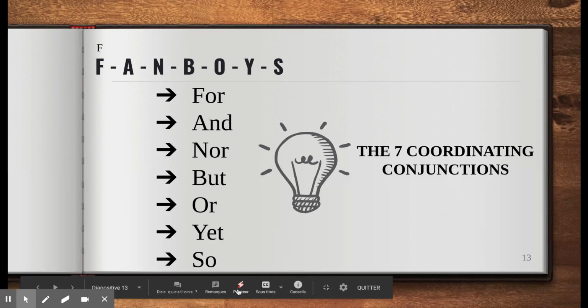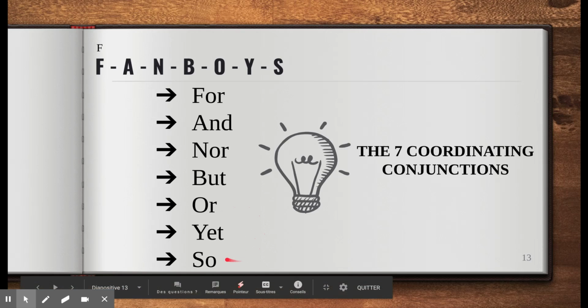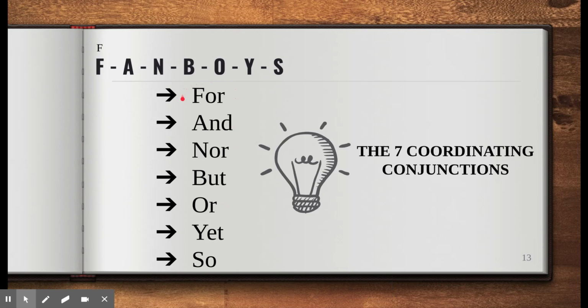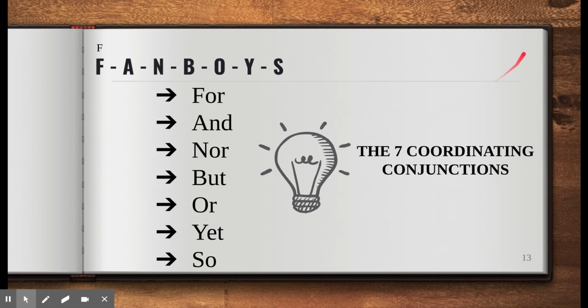Here's a little tip and trick to help you remember the 7 coordinating conjunctions. Remember this word, FANBOYS. F stands for for, A stands for and, N stands for nor, B stands for but, O stands for or, Y stands for yet, and S stands for so. These are all coordinating conjunctions that we use almost every day without realizing. Whenever you're typing or writing, remember the word FANBOYS to remember the 7 coordinating conjunctions.